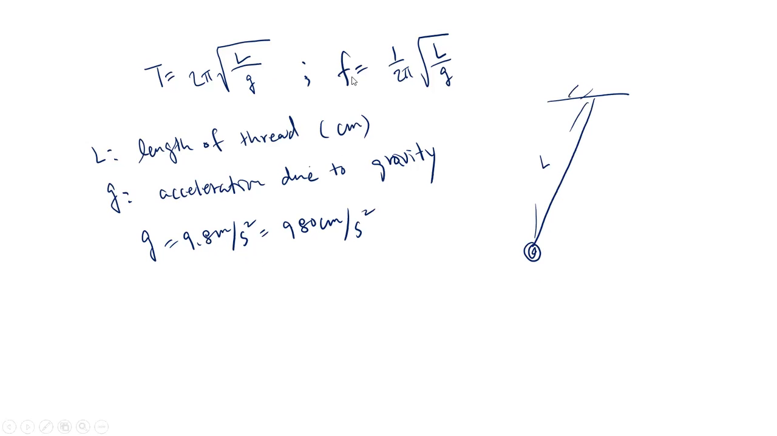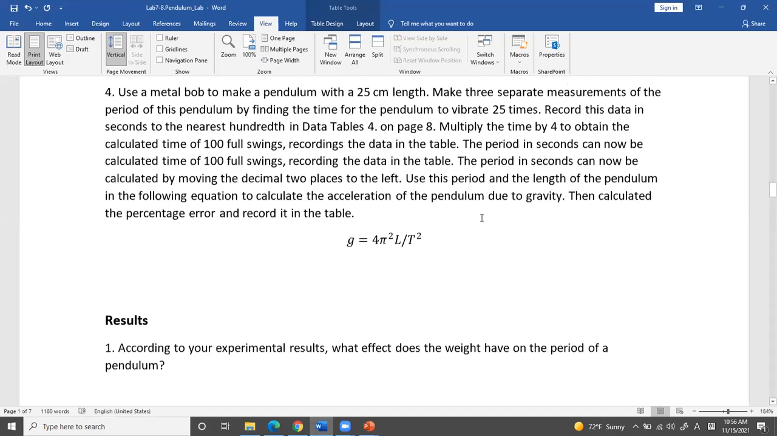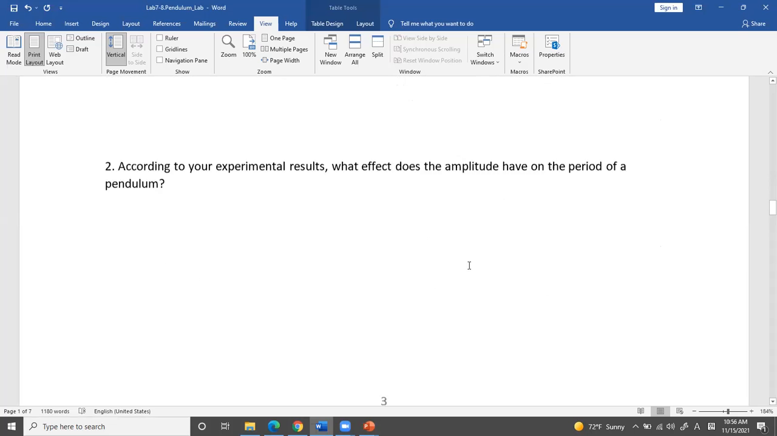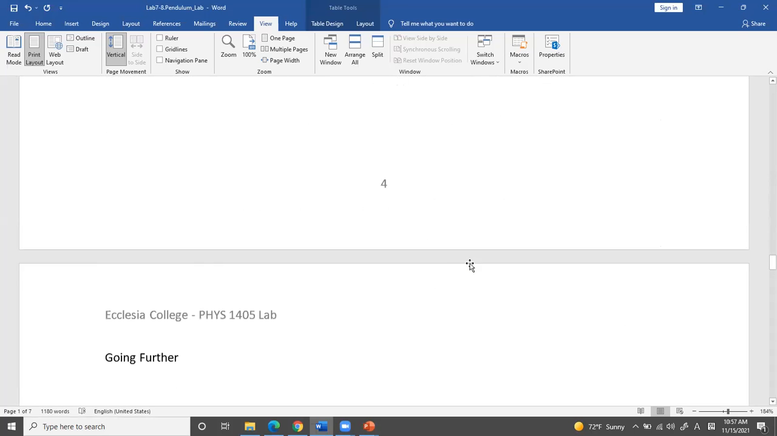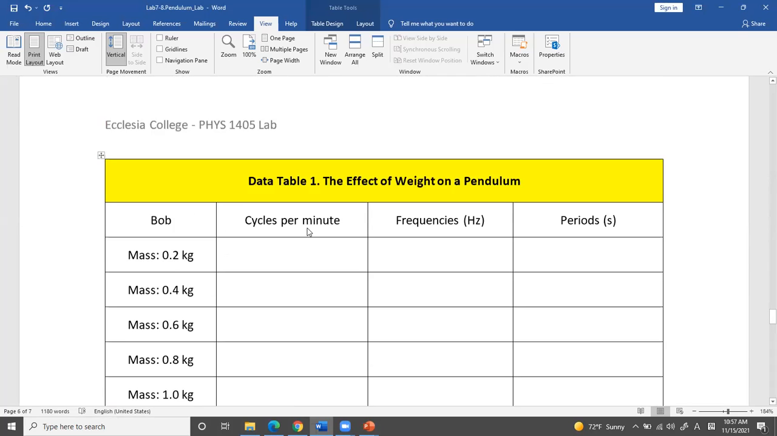Then come back to our manual here. Also through this statement, we can find the acceleration due to gravity. Okay, so what do we need to do? We have to complete this first table.